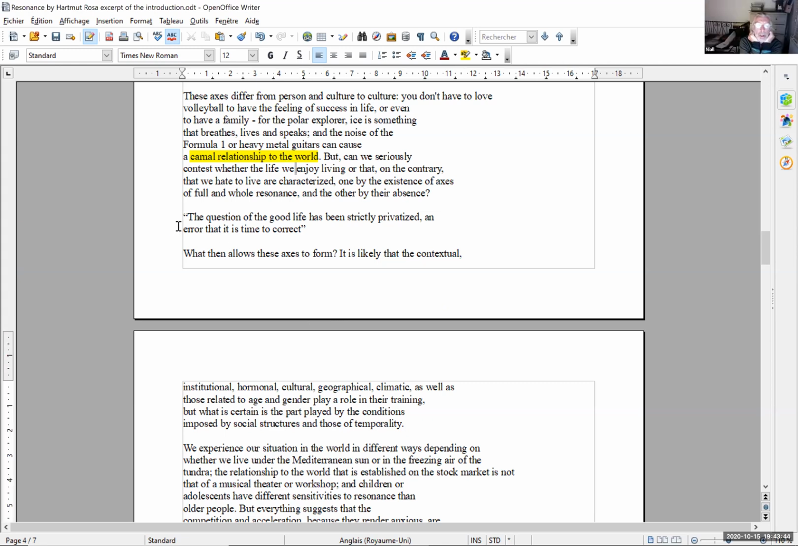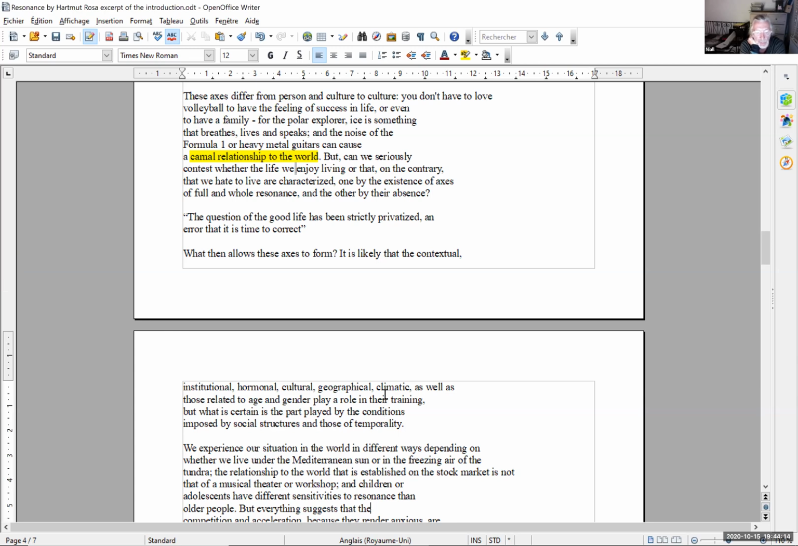Where are we? The question of the good life. The question of the good life has been strictly privatized, an error that it is time to correct. What then allows these axes to form? It is likely that the contextual, institutional, hormonal, cultural, geographical, climatic, as well as those related to age and gender, play a role in their training. But what is certain is the part played by the conditions imposed by social structures and those of temporality.